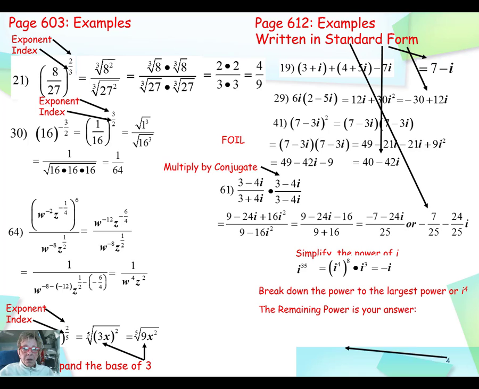And all you have to do for this is break down the power to the largest power of i to the 4th. The remaining power is your answer. You must remember that i equals i, i squared equals negative 1, and i cubed equals negative i.